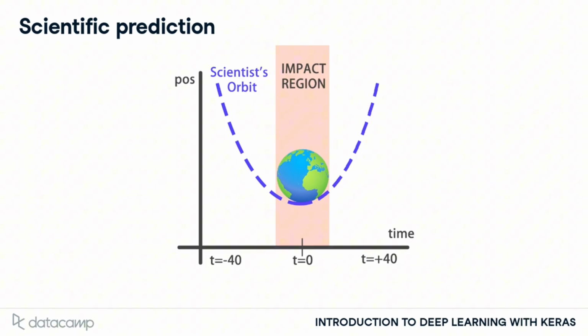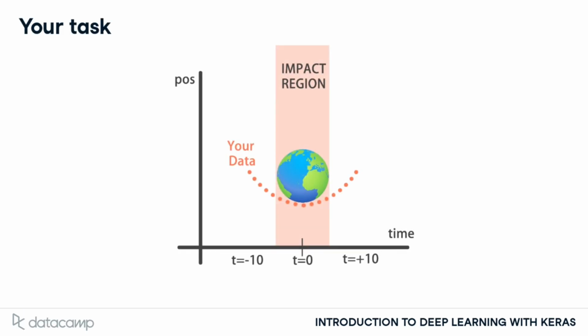T0 corresponds to the time of crossing the impact region. It looks like the meteor will be close. Perhaps it won't hit us, but we must make sure we are right. You have data for the path a previous meteor took during a period of 20 minutes, 10 minutes before and 10 minutes after crossing the impact region.